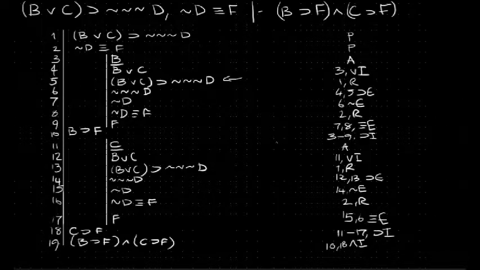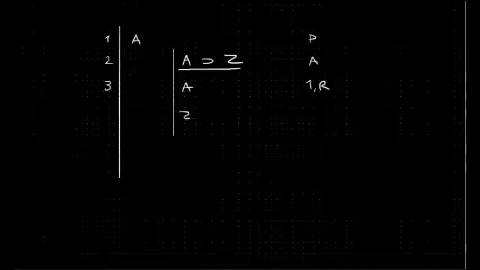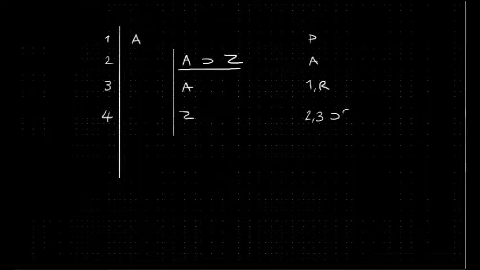So just one final thought about reiterations, actually. Let's move down to a second proof. Suppose we have a proof that begins with A as a premise, and then immediately goes to a subproof that begins with the assumption of A then Z. Now, if we reiterate A from line 1, then we can use this A then Z to derive Z on this subproof. So that would be 2 and 3 conditional elimination.